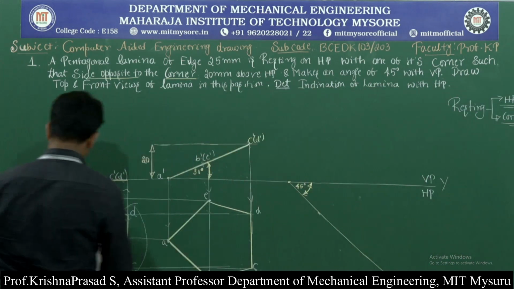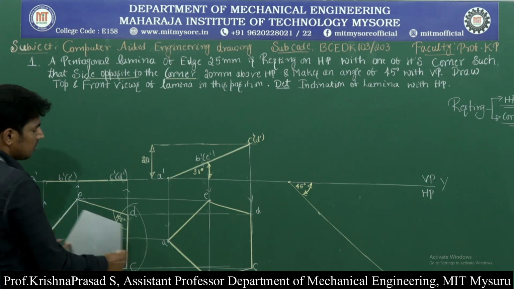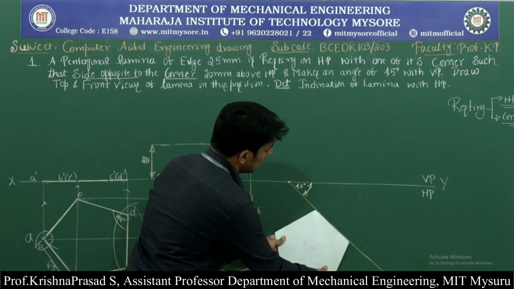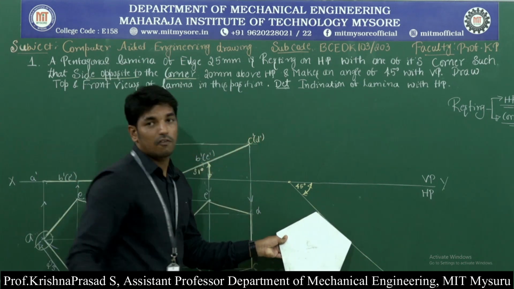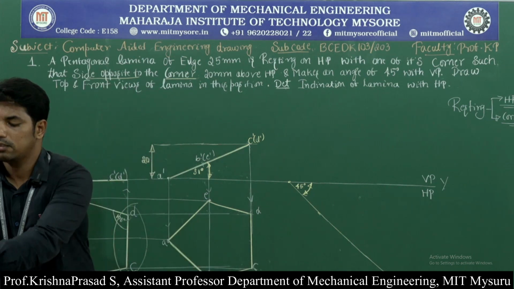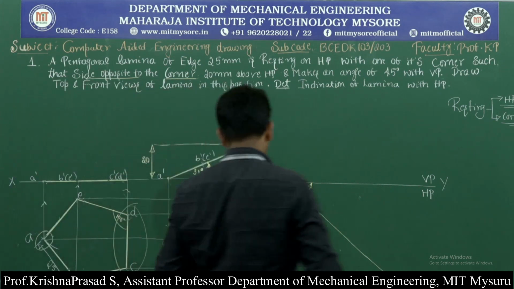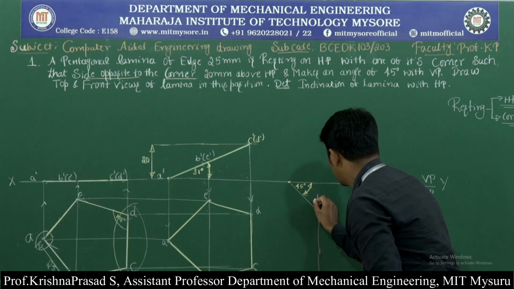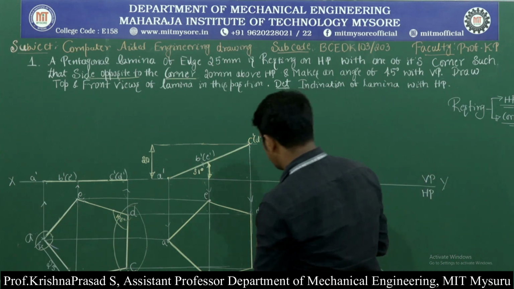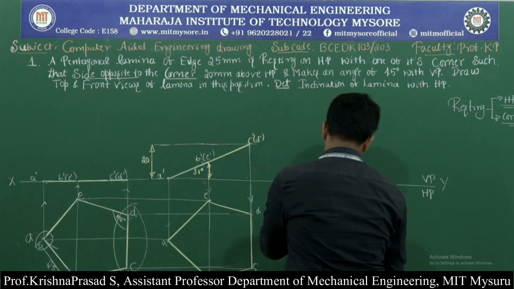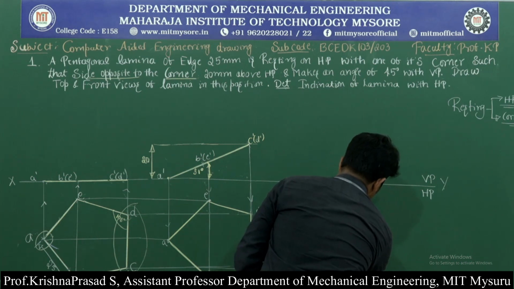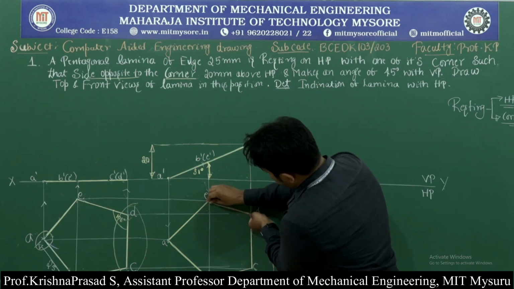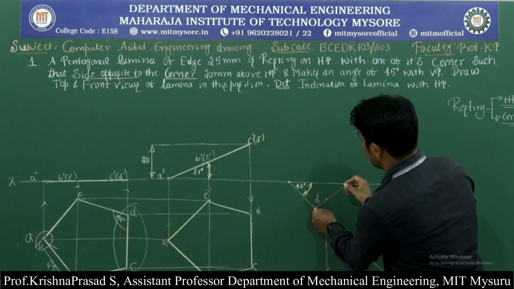Observe here, initially the pentagonal lamina is in this condition; after the surface inclination, the pentagonal lamina now looks like this. Now we need to keep the pentagonal lamina at 45 degree to VP. For that, first mark either the point D or C on this line. Okay, I am considering point D. Then measure the distance from D to C and keep the point here. Then measure the distance of D from E. Okay, then cut the arc here.